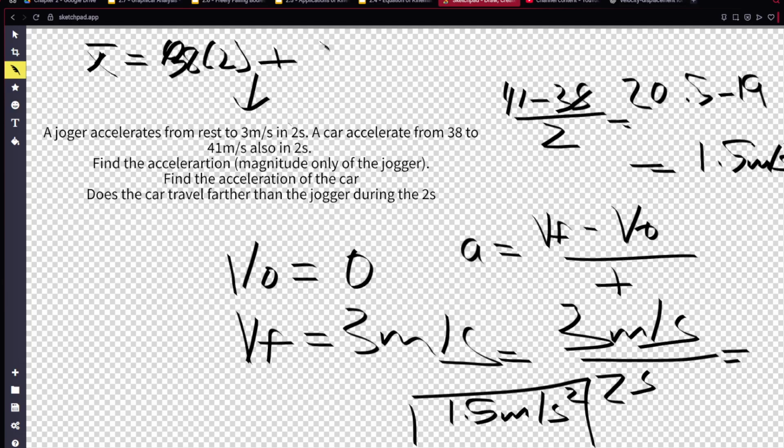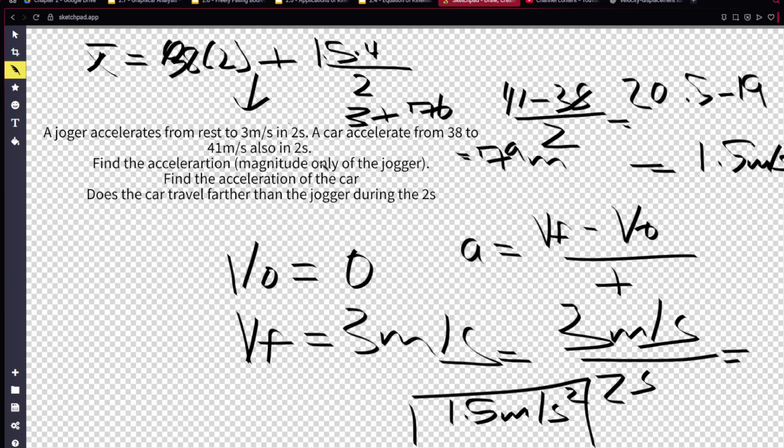So if we do the displacement formula, we have 38 times 2 plus at squared over 2, which is 1.5 times 4 divided by 2. So that's going to be 3 plus 76, and that's 79. So it travels 79 meters.